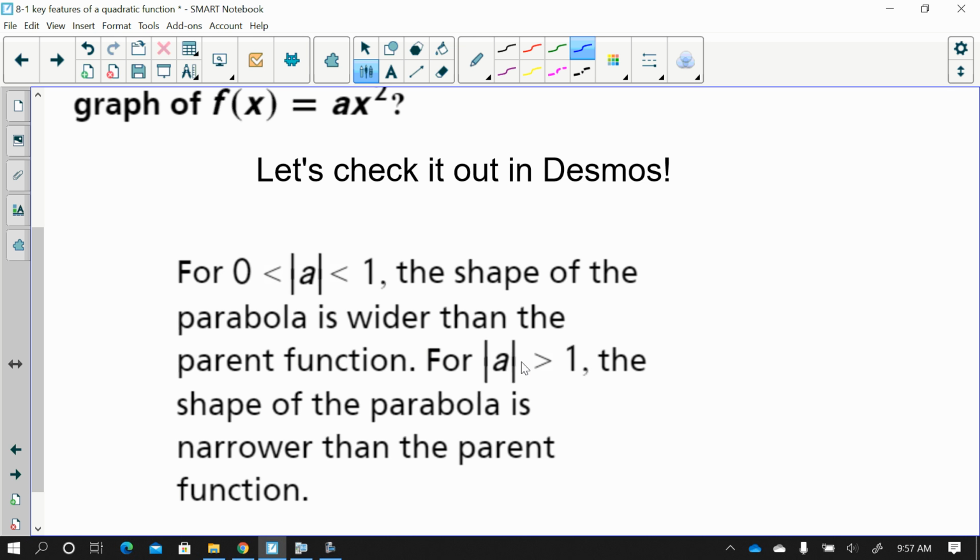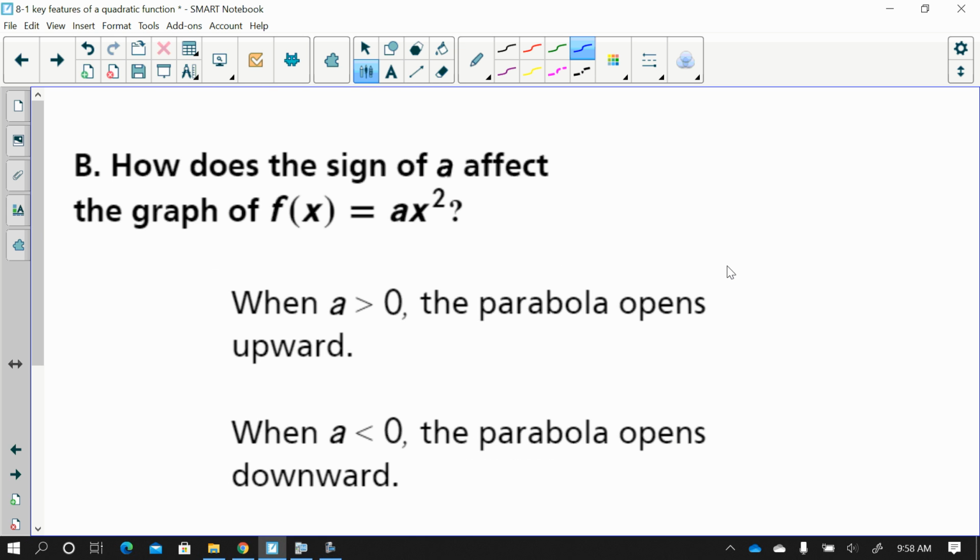Think back all the way to chapter 3, when we did the transformations of a linear function. Putting a number out in front of the function makes it skinnier or fatter. So if it's a fraction between 0 and 1, it's much, much wider. If it's greater than 1, it is skinnier. And it doesn't matter if a is positive or negative, it's still going to happen just the same. Okay, let's see what happens when we make a negative.